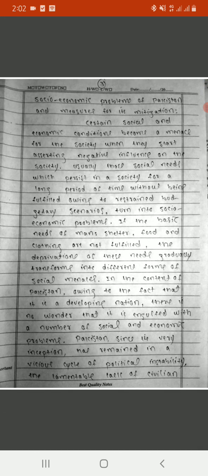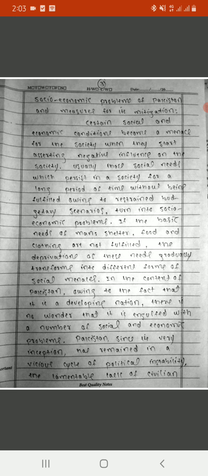Now I am sharing with you a sample introduction, to show how you can write your introduction. So this is the introduction on socio-economic problems of Pakistan and measures for their mitigation. You can write it in a way like: certain social and economic conditions become a menace for the society when they start exerting a negative influence on the society. So these social and economic problems started influencing our society, I mean the society of Pakistan, negatively. We have poverty, inflation, corruption, a lot of social problems because of these evils. Usually those social needs which persist in our society for a long period of time without being fulfilled, owing to restrained budgetary scenarios, turn into socio-economic problems. So because of budgetary problems, because of economic problems, we are unable to solve our social problems.